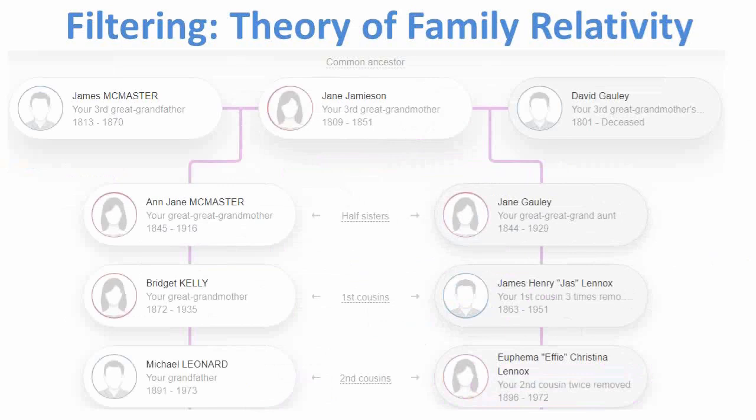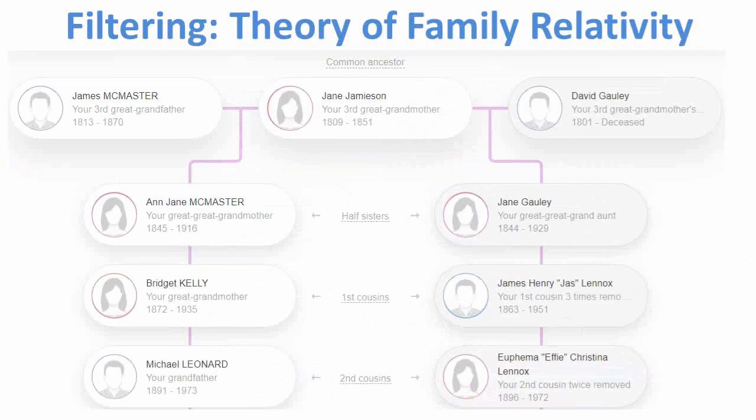However, this one is different. Here's my third great-grandmother, Jane Jameson, and this theory is suggesting that she was married to both my third great-grandfather, James McMaster, and a man named David Gawley at exactly the same time, having children in exactly the same years. It's simply not possible.